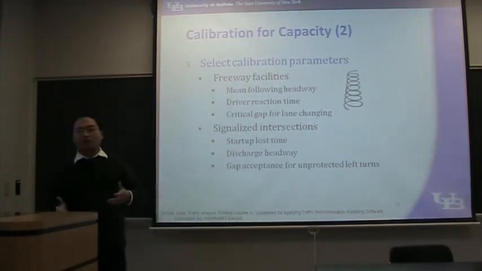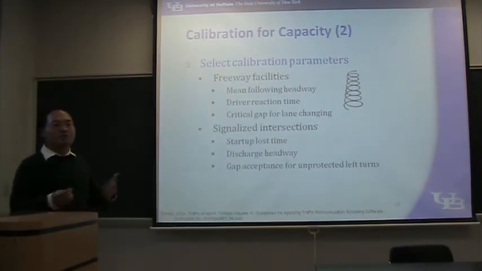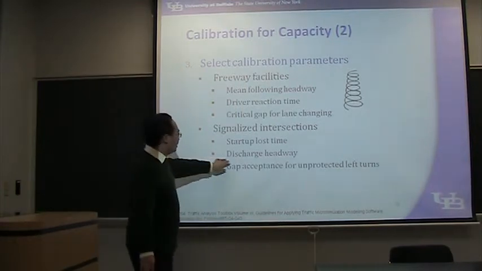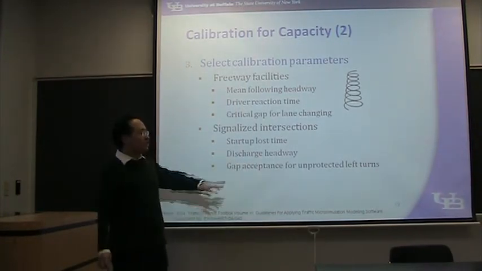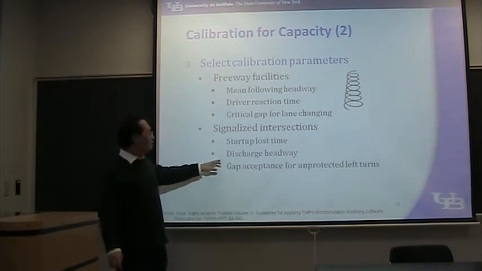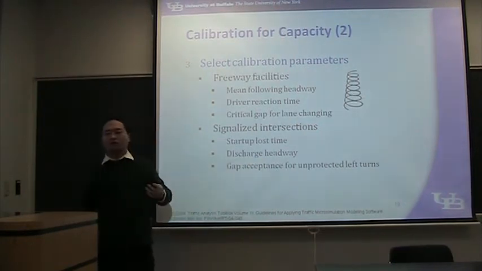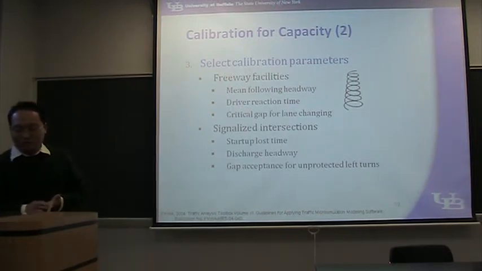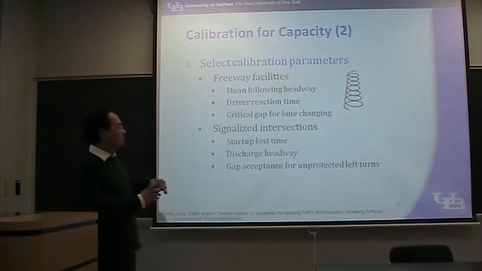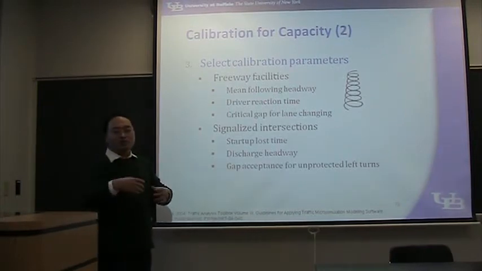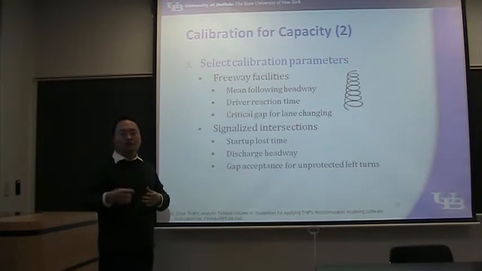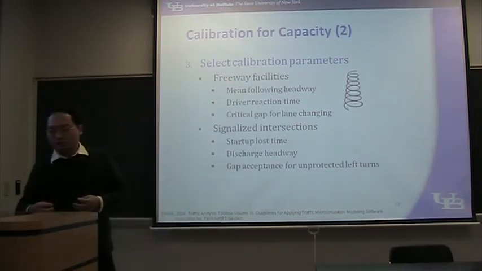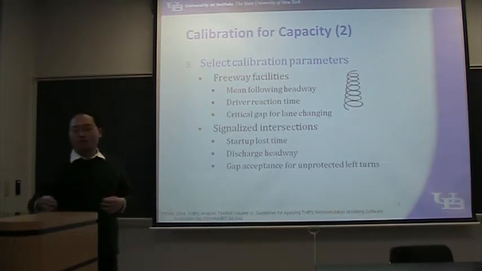So when you lose more time, you lose more capacity, right? This is easy. The second parameter is called discharge headway, which I already introduced. How does this discharge headway affect capacity? That's also easy. Somebody answer it. When the discharge headway goes bigger, which means the vehicles will discharge at a lower rate, then the capacity of the intersection will be lower too. So it's a negative relationship.